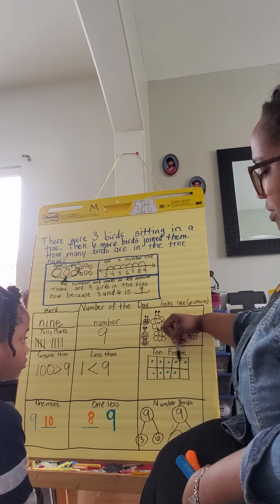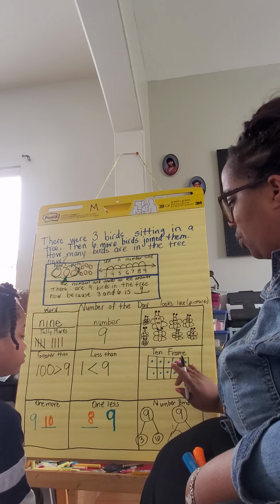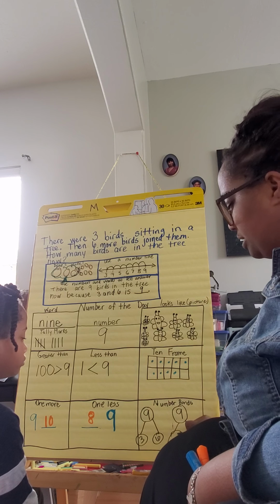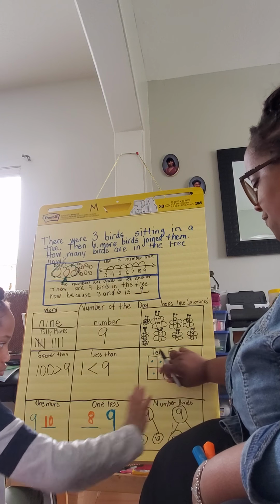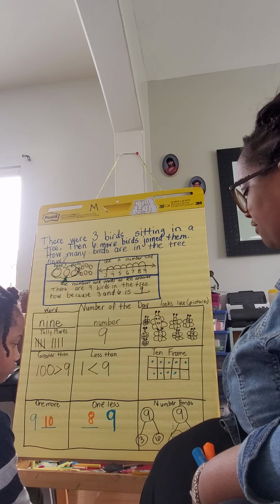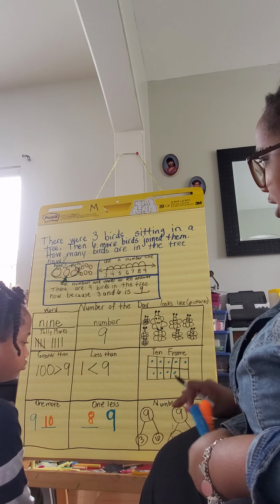How many are at the top of the 10 frame? 5. So I know one number to make up 9 is 5. And what is 4? And 4. So now she's thinking, she's not fidgeting, now she's thinking, and she got it right.